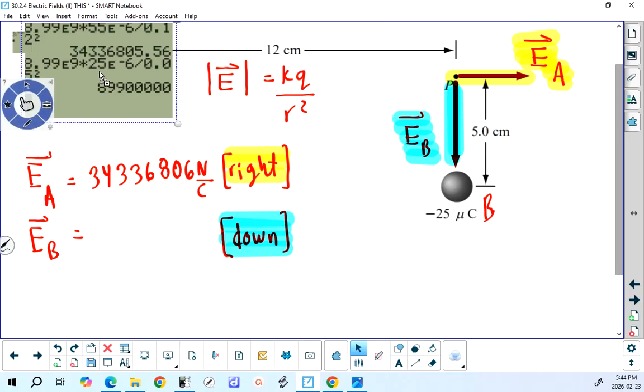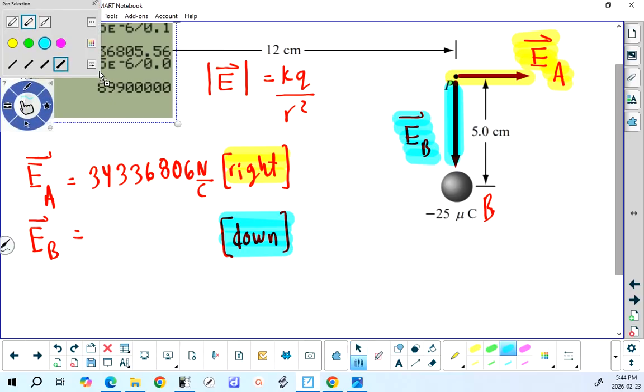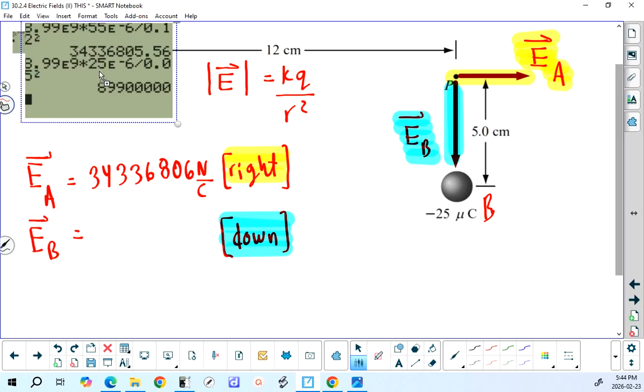If you're puzzled by the fact that it's got the same digits as Coulomb's constant, I'll leave it to you to figure out why that works out. It has something to do with the charge being 25 and the distance being 5 centimeters. Anyway, we get 899 followed by what I believe is 5 zeros. 1, 2, 3, 4, 5.